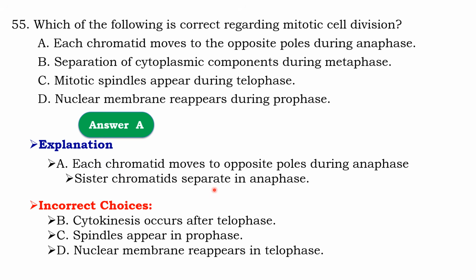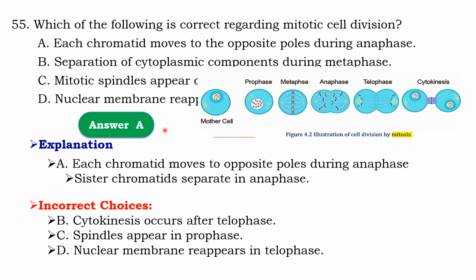This means that sister chromatids separate in anaphase. Looking at the other choices: option B, cytokinesis occurs after telophase. Option C, the spindle appears in prophase, not during telophase. Option D, the nuclear membrane reappears in telophase, not prophase. So the answer should be A. We can look at biology grade 10 and also grade 11. Sister chromatids move to opposite poles during anaphase. Cytokinesis happens after telophase. So the answer should be A.